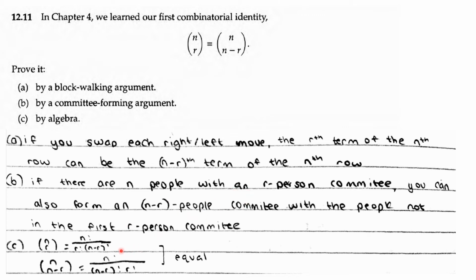they're equal. And C, by algebra, so n choose r is equal to n factorial over r factorial times n minus r factorial, and n choose n minus r is equal to n factorial over n minus r factorial times r factorial, and these two are equal, so yeah.